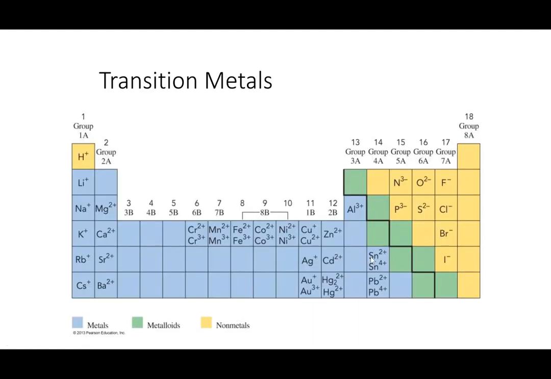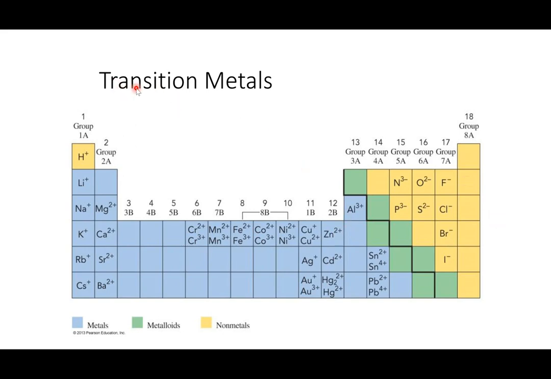Here's our periodic table. Up until this point, we have talked just about main group elements. So we've talked about group 1 and 2. We jumped across and we talked about groups 3 through 8. Those are our main group elements. They are very predictable. They follow the rules.